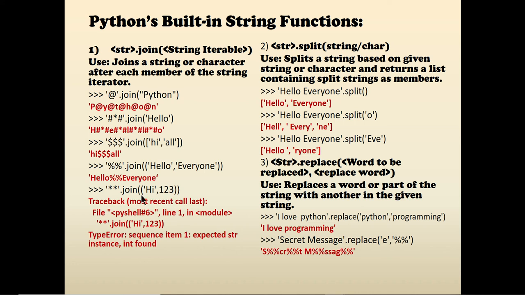I have written this particular example to make you understand. All the members of a list or tuple must be strings. You cannot have any other data type. Here I have tried with hi, comma, 123. 123 is a number. When you have a number, it will not give you any result, instead it will give you an error message: expected str instance, int found. It is expecting a string, but you have given an int data type. So this is the first function.